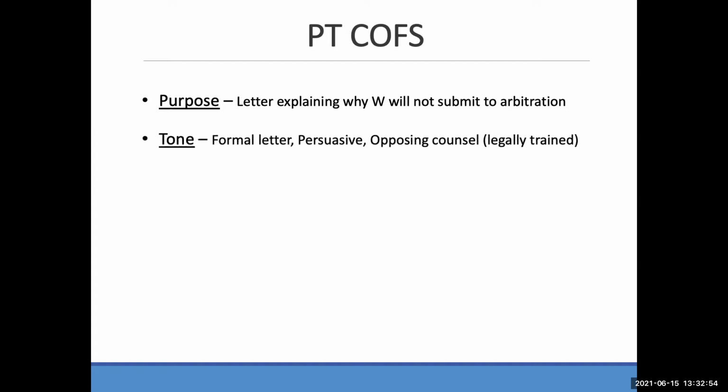Before you start writing, figure out one, what's the purpose? Well, for this PT, the purpose was to write a letter explaining why W will not submit to arbitration. T, what's the tone? It's a formal letter, persuasive, written to the opposing counsel, so legally trained. You don't have to explain some of those legal terms. C, the content you're supposed to include is a short intro, short conclusion. You don't need a statement of facts.